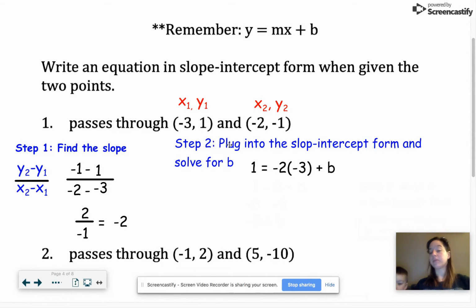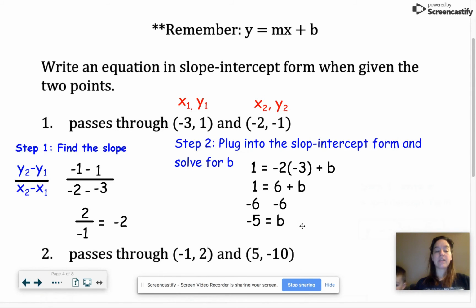You just end up with a little bit of different numbers. So I used my numbers from the 1. And I have 1 equals negative 2 times negative 3 plus b. I simplified it. And then I went to solve it by subtracting 6 from both sides. And I got b equals negative 5.